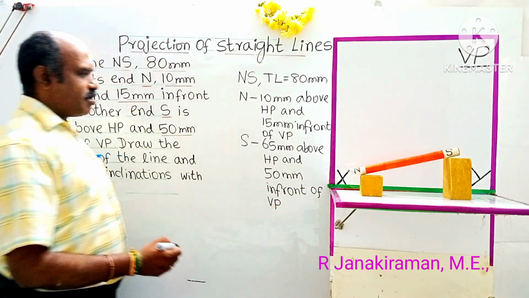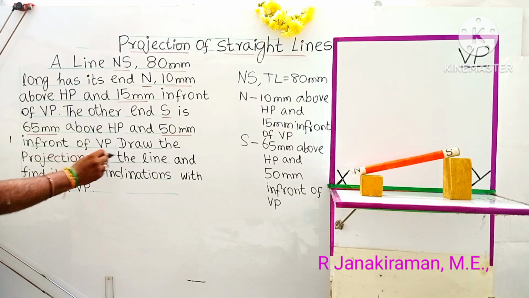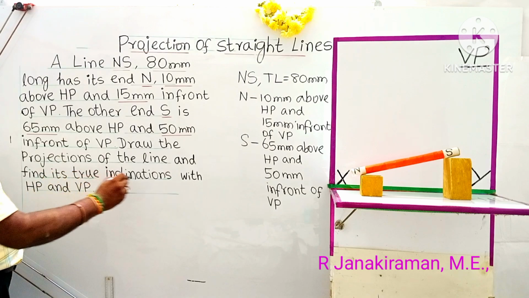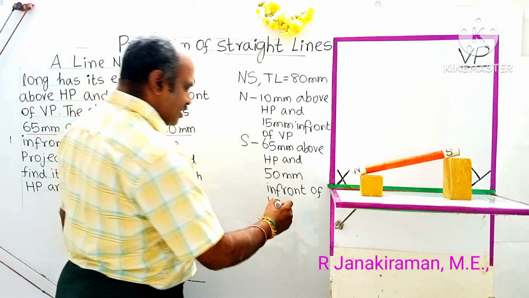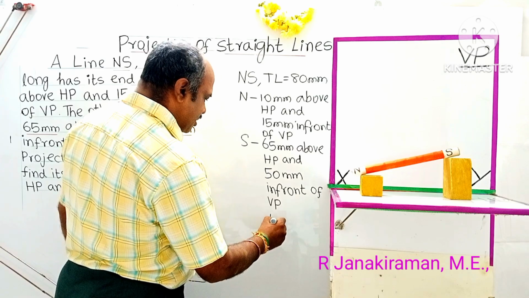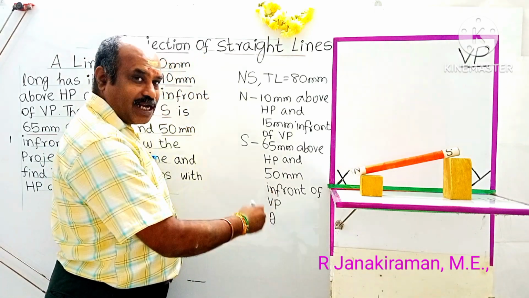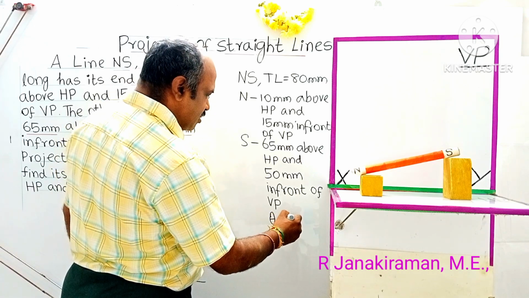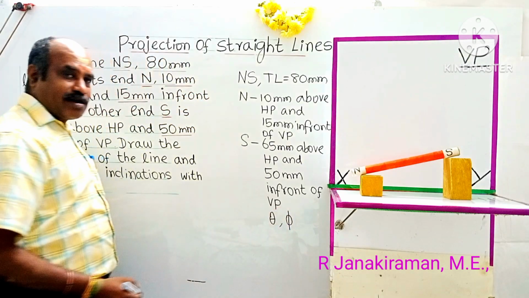Draw its projections means you are asked to draw the final front view and final top view. Further, you are asked to find the true inclinations with HP and VP. The true inclination is designated as theta. Theta is the true inclination with HP, which will come above the XY line on the drawing. And phi is the true inclination with VP, which will come below the XY line while drawing the diagram.